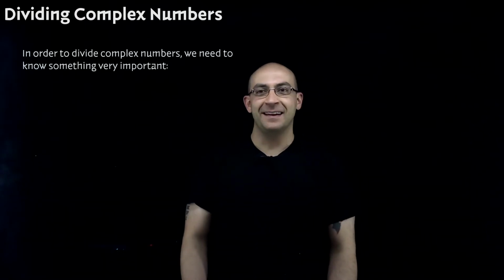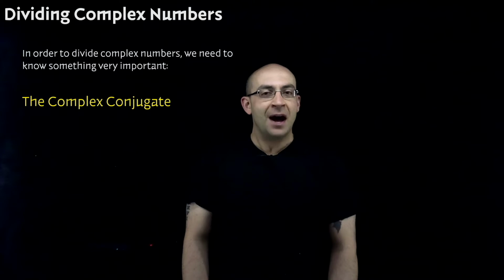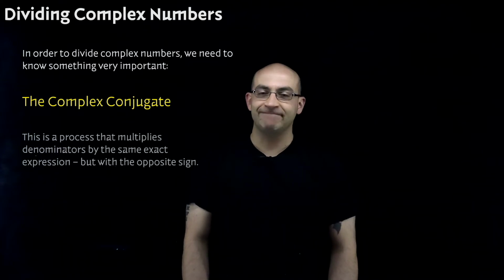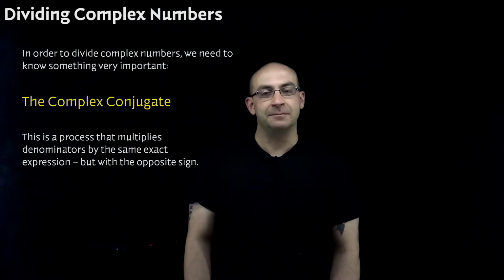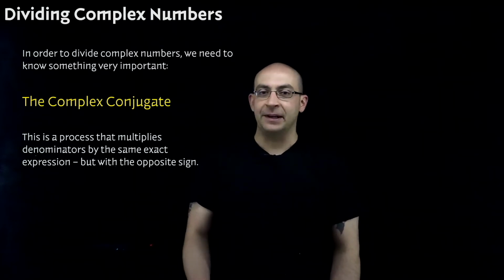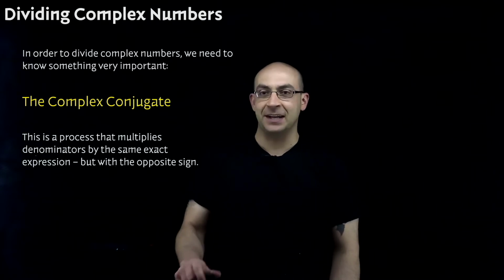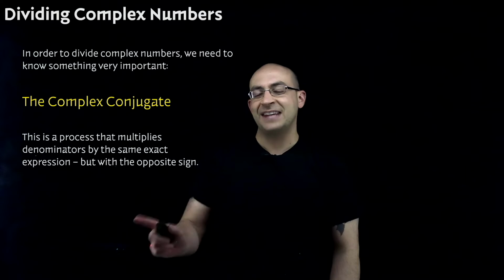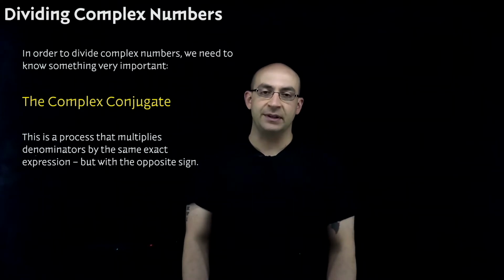That's not funny. In order to divide complex numbers, we need to know something extremely important, and that is the complex conjugate. I know. The complex conjugate is a multiplier, but it's kind of like a process too. Let's get there. It's a process that multiplies the denominator by either that same exact term, but with the opposite sign, or that same exact expression, but the opposite sign that links those two things together.